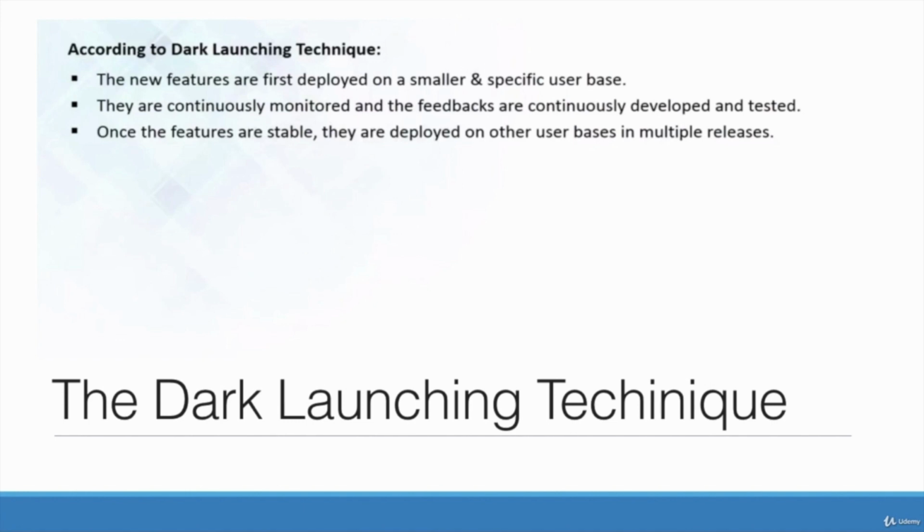Once we know that the feature is stable, it is deployed to other user bases in multiple releases. So after the feature is stable, we still do not deploy it over all data centers or the complete application. We release it in multiple releases for specific users. Suppose first we release it for Asia, then Europe, then America, then the UK, right? So we release the new feature in chunks, in multiple releases. This is called the dark launching technique.